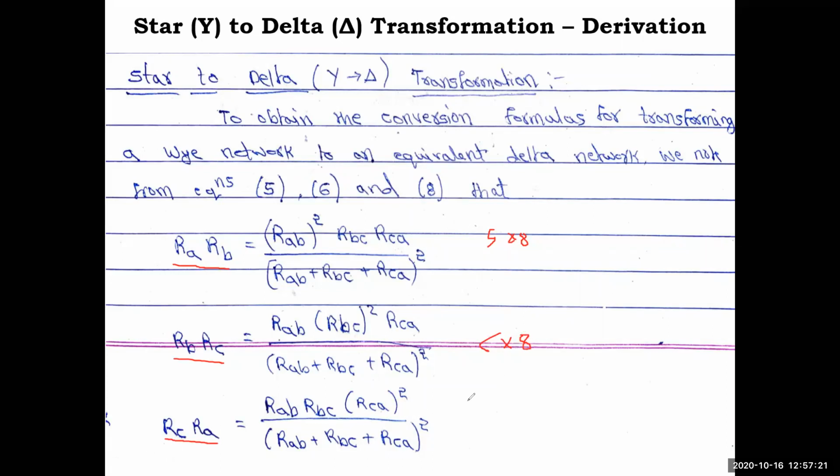RC, RA. Okay, so it is equation 5, 8, 6, 8. Okay, RA, RC, and then RC, RA. Okay, so RC, RA means 5 into 6. Okay, equation 5 and 6. These we have done. So what we got there?